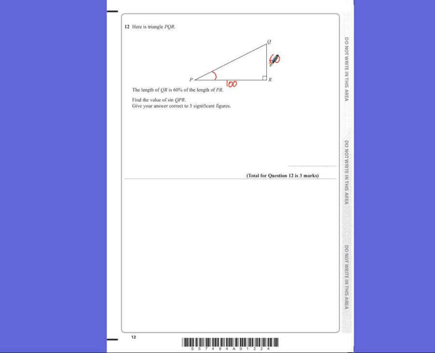So this is the opposite, and this is the adjacent. So first of all we'll call this x. Tan x is equal to 60 over 100. So x will be tan to the minus 1 of 60 over 100, which would be 30.96 degrees. Now leave that in your calculator, because it is a bit more than 30.96. Now it's after the value of sin QPR, so we just need to put sin of that number that's still in your calculator, 30.96, and that will give us 0.514 to three significant figures.